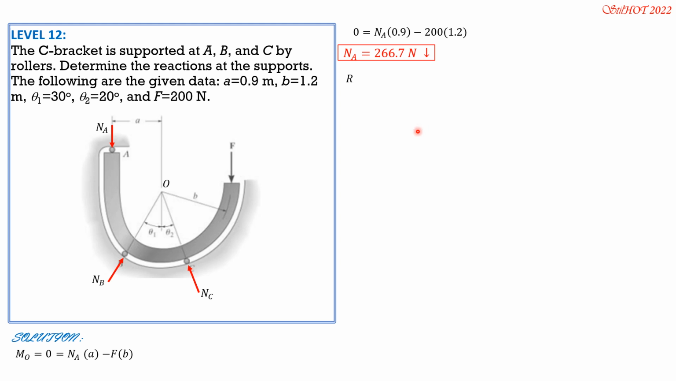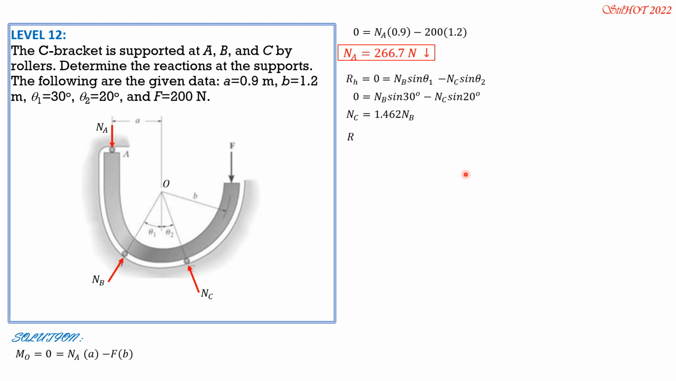Then R horizontal equals 0. And NB is positive, NB sine of theta 1, then minus NC sine of theta 2, the horizontal component of NC. Substituting values, 0 equals NB sine of 30 degrees minus NC sine of theta 2, which is 20 degrees. Expressing NC in terms of NB, NC is sine 30 over sine 20. So NC is 1.462 NB.